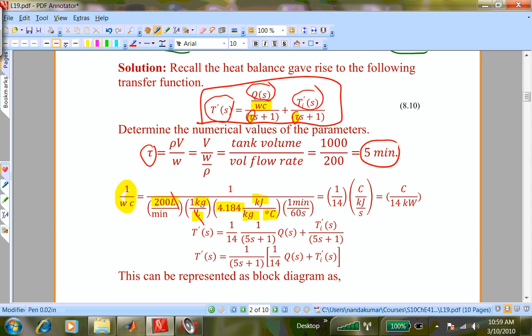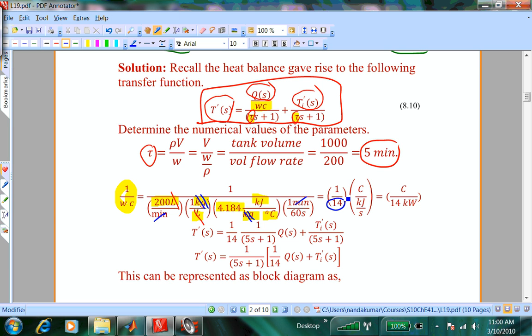And then I have this kilograms appearing here that cancels with kilograms. Okay? And I have minutes, and I want to convert that into seconds, for the reason that joules per second is watts. So I multiply this by 1 over 60 minutes per second, canceling minutes with minutes, and then I have the number in seconds. So the net effect of 200 times 4.184 divided by 60 is 14. Okay?